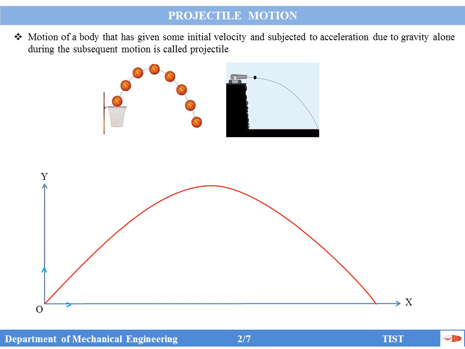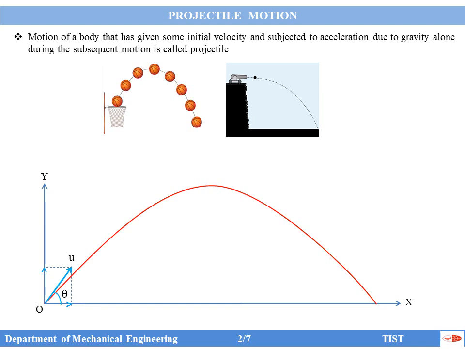the body which undergoes projectile motion is called the projectile. So the projectile starts from O, and we are giving an initial velocity u to the body. That u is at an angle theta with the x-axis. So it is given an initial velocity u at an angle theta with the x-axis. That theta is called the angle of projectile. Angle of projectile is the angle made by the initial velocity with the x-axis or horizontal axis.